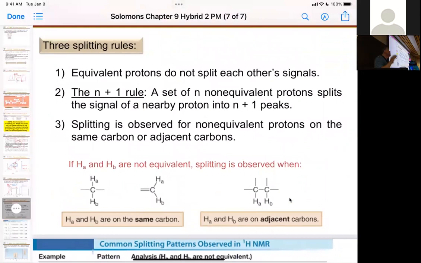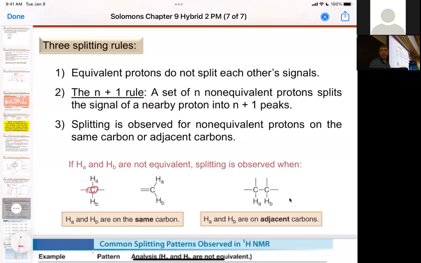So equivalent protons do not split each other because they're equivalent. They give a signal. All non-equivalent ones nearby within 3 bonds give a splitting in the pattern of N plus 1. 1 for the signal and 1 for each of the hydrogens nearby within 3 bonds. Okay, and then splitting can be on the same carbon if there's a reason. If there's a reason, there is a difference.